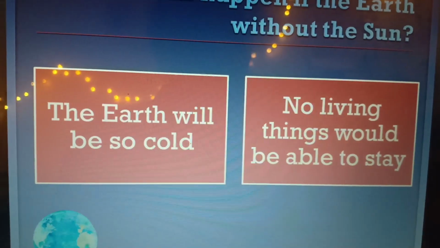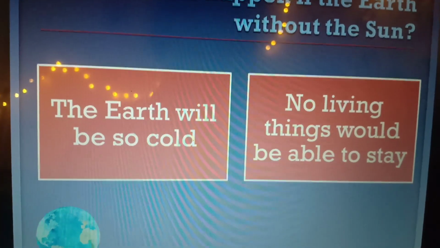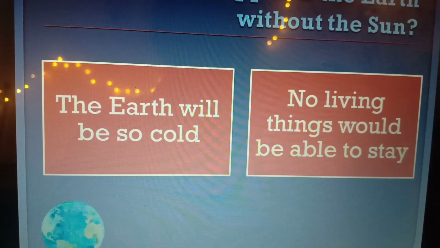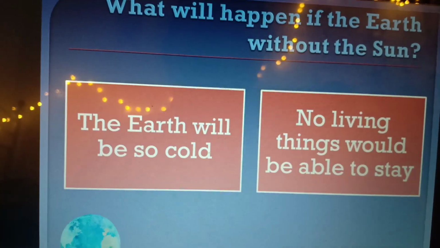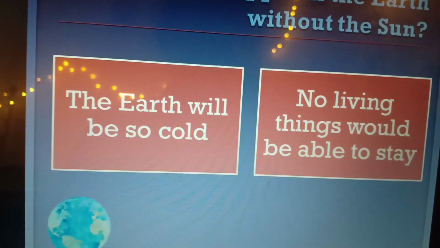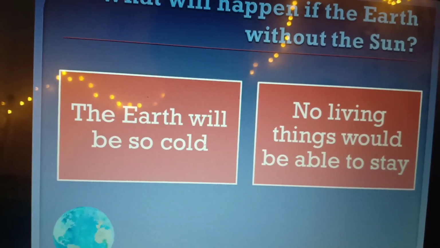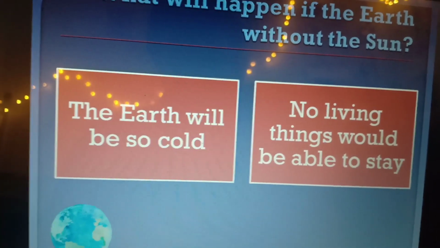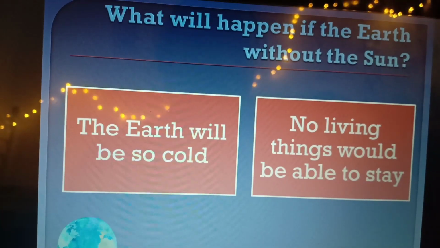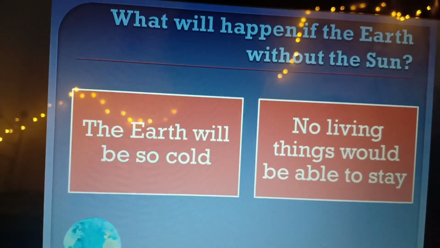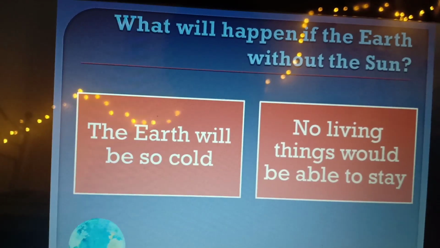And the second, no living things will be able to stay. So even if we have electricity, it's impossible for living things to survive, especially plants and animals, because they really need the light and the heat from the sun.